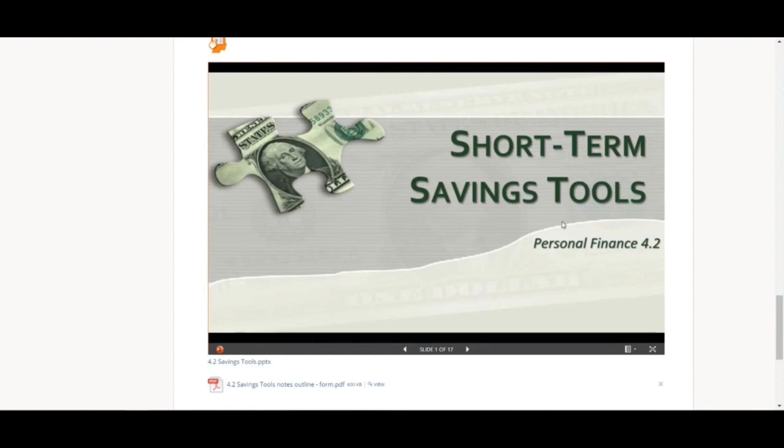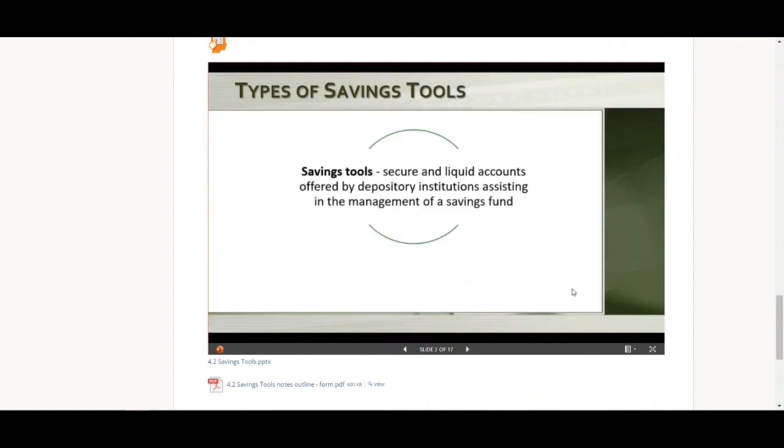These are types of accounts that give you access to money in a much shorter time frame, either immediately, like checking accounts, or even still within a few years, like a certificate of deposit. All right. So it's going to go through savings tools. Like I said, there are 4 different types of accounts here that it walks through: checking account, savings account. We've already dealt with those to some extent.